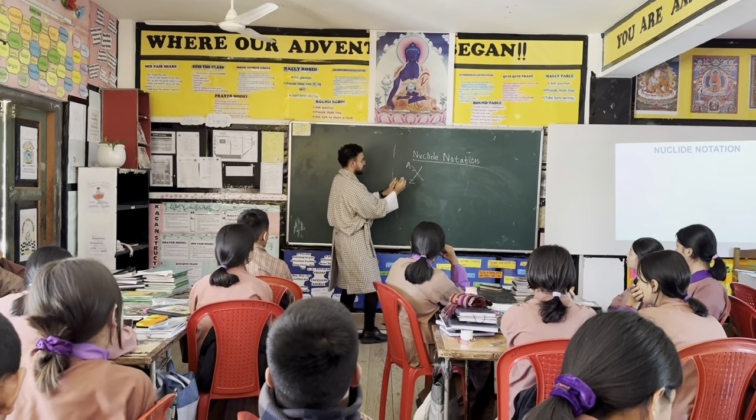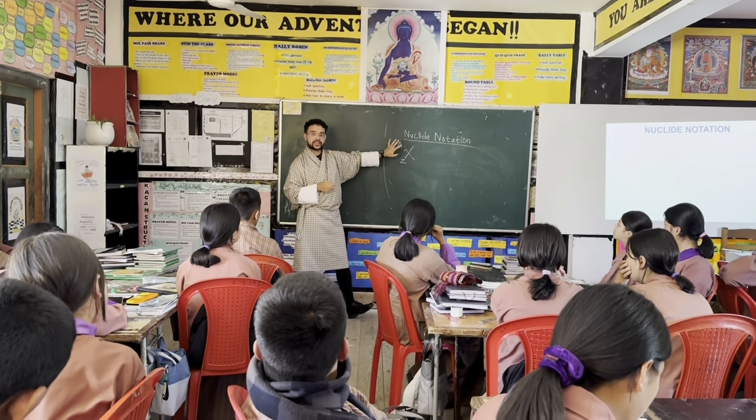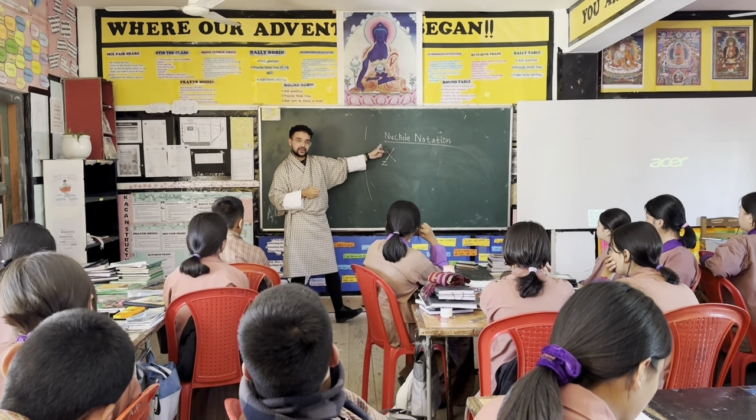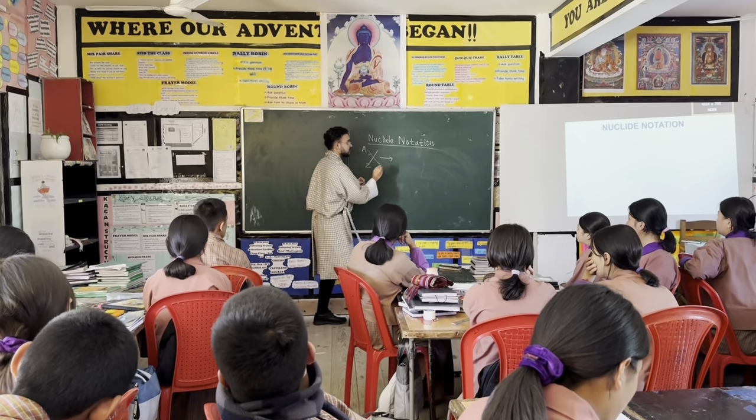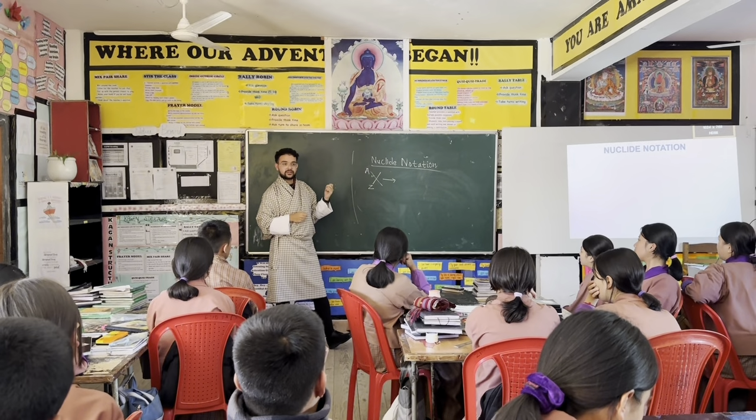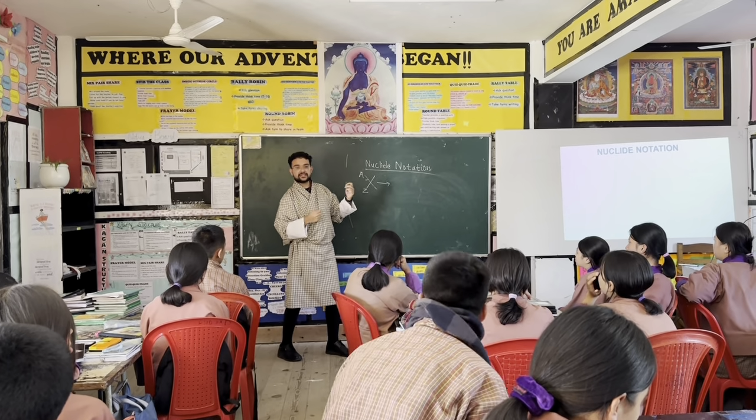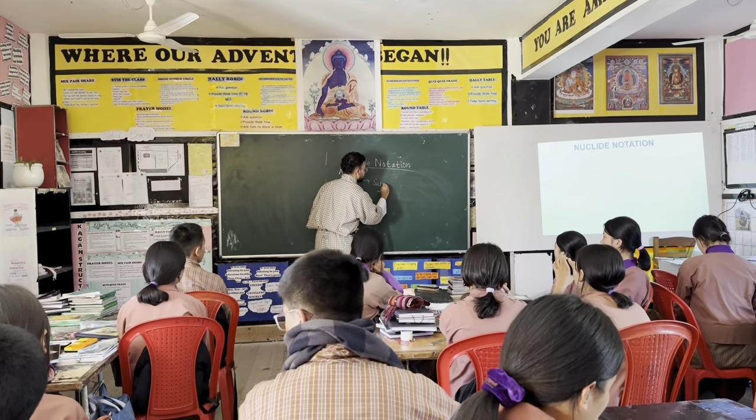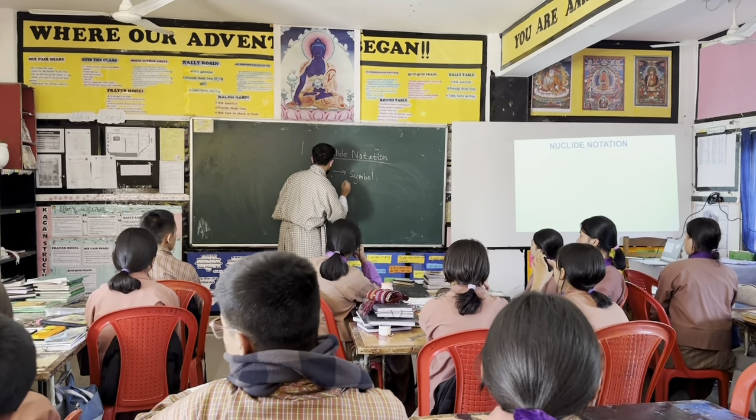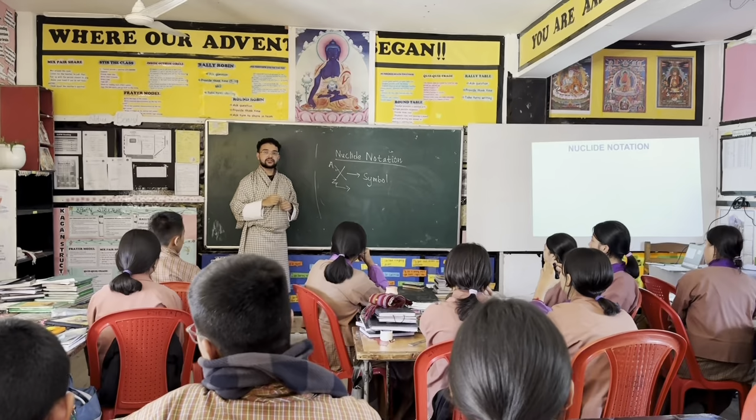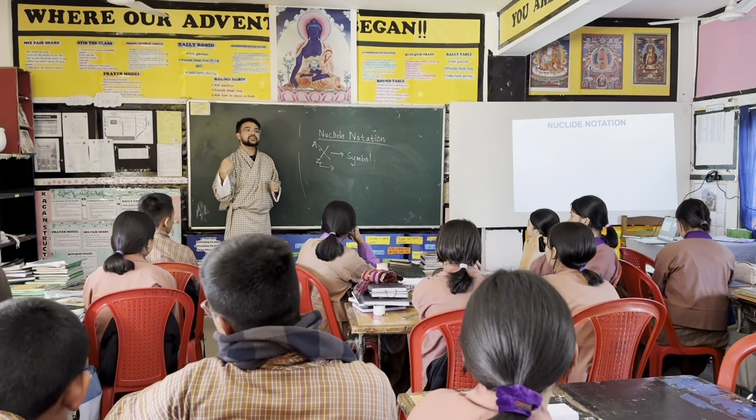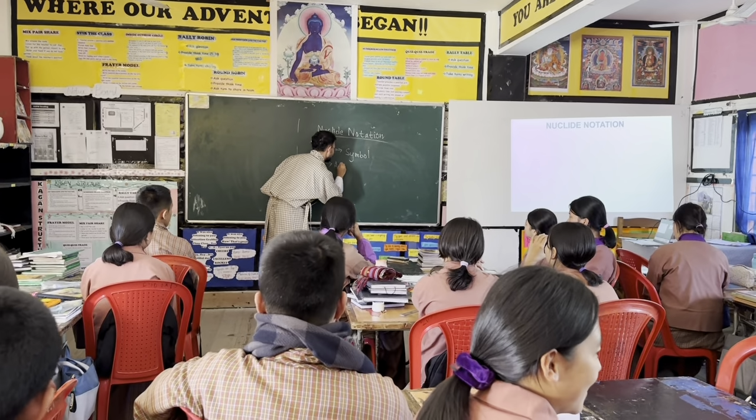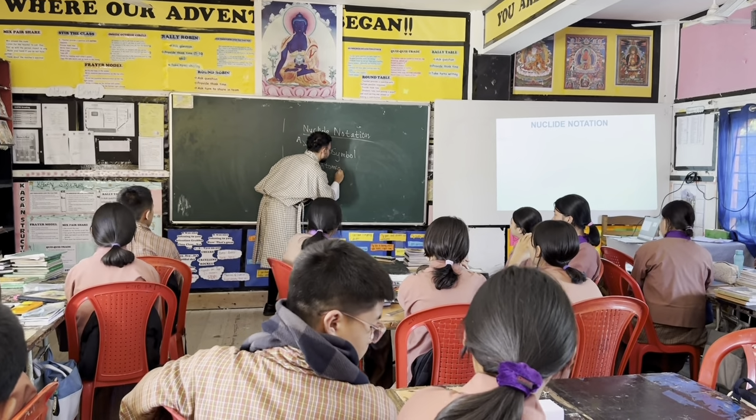Okay. So this is how we represent a nuclide notation. We write X, Z at the bottom, and A at the top. Okay. And what do you think X might be? Element. And to be more precise, X is the symbol of the element. Okay. So X is the symbol, Z is the atomic number. We write atomic number at the bottom. So Z is the atomic number.